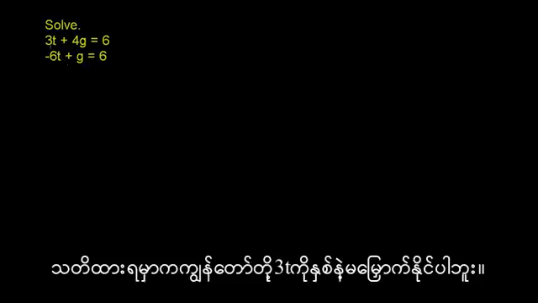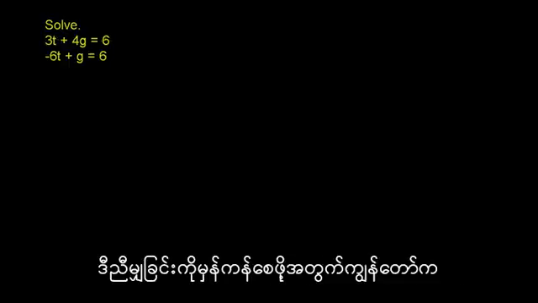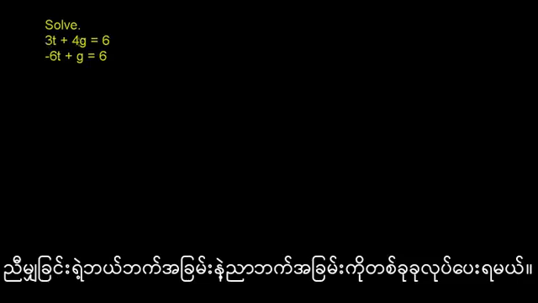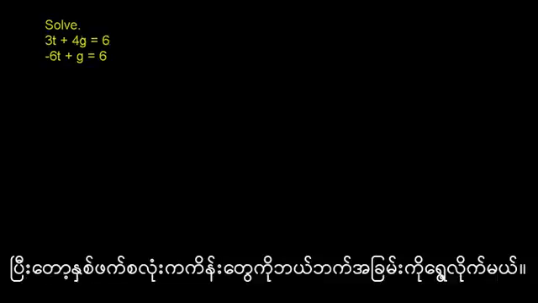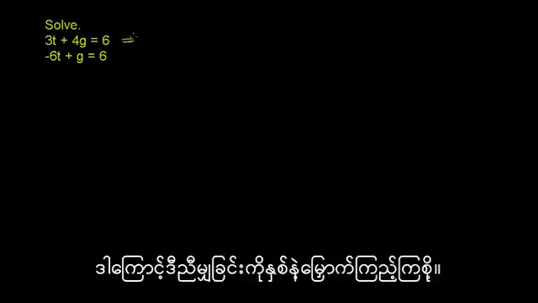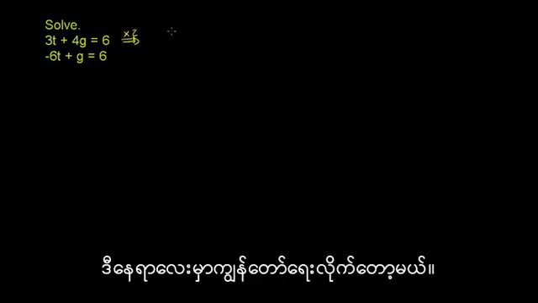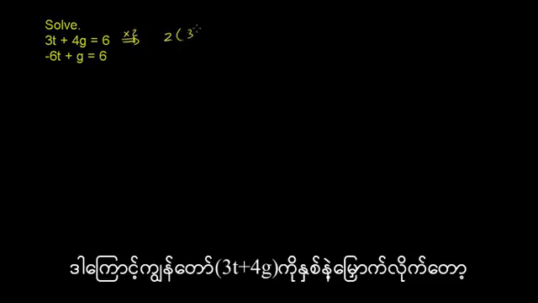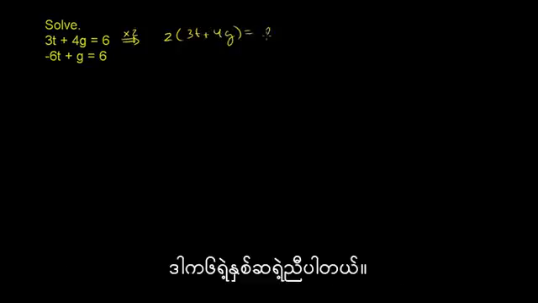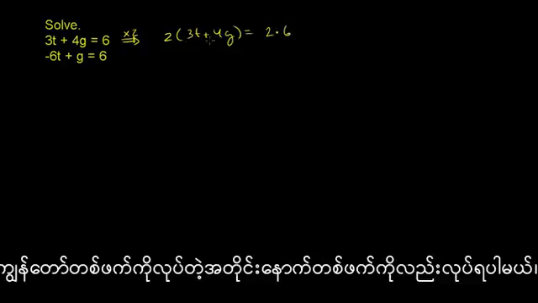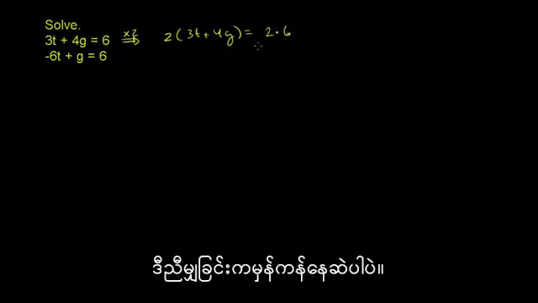Now remember, I can't just multiply this 3t by 2. In order for this equation to hold true, anything I do to the left-hand side, I have to do to the right-hand side as well. And I have to do it to the entire left-hand side. So let me multiply this equation by 2. So let me just write it here. I'm going to multiply 2 times 3t plus 4g is equal to 2 times 6. Anything I do to one side, I have to do to the other side. The equality still holds true.